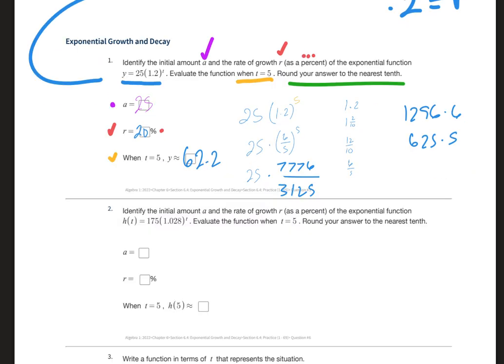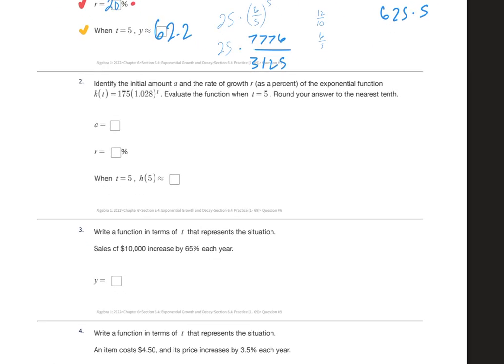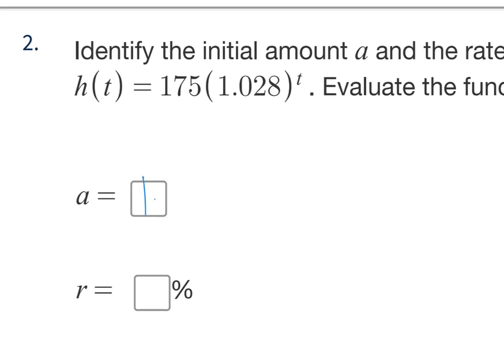I also just realized that I'm using an old calculator where you actually punch in buttons. If you were doing it with Desmos and you just typed this in, it just spits out an answer of 62.208 or whatever it was. So there we go. Identify the initial amount and the growth rate. So same thing as the last one. The initial amount, 175. The growth rate is going to be that 0.028.